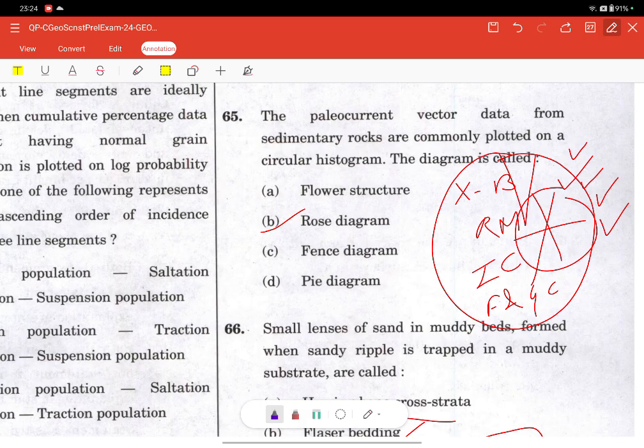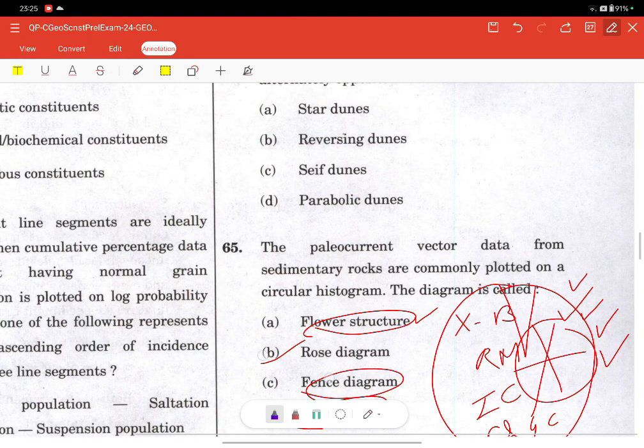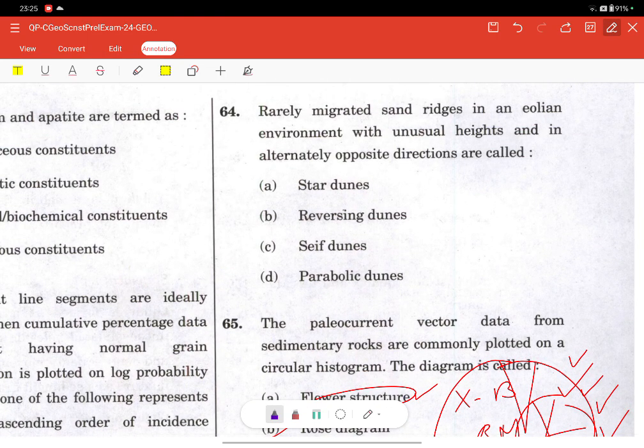Why is the rose diagram correct? Paleocurrent data are directional. Circular plotting avoids directional bias, and it allows easy identification of dominant flow direction and bimodal or polymodal flow. Flower structure is a strike-slip fault geometry. Fence diagram is a 3D stratigraphic correlation, and pie diagram is for percent data, not directional vectors. Now coming to the 64th question.